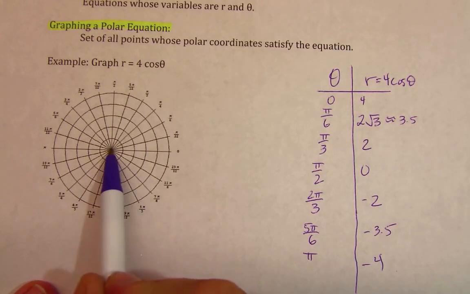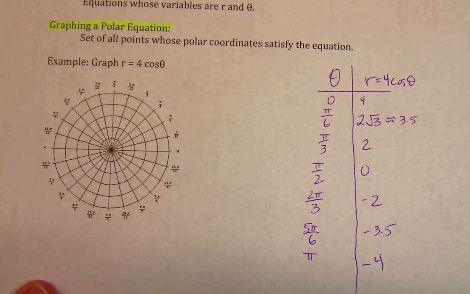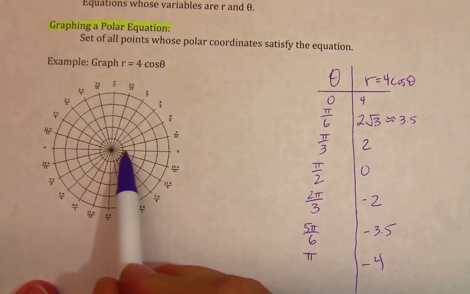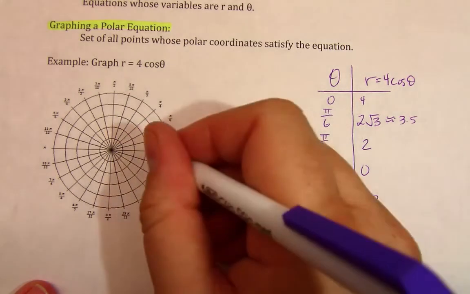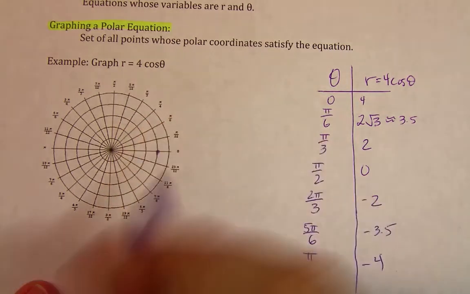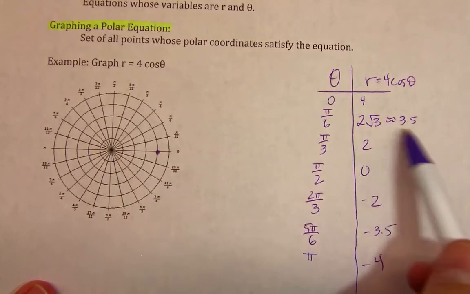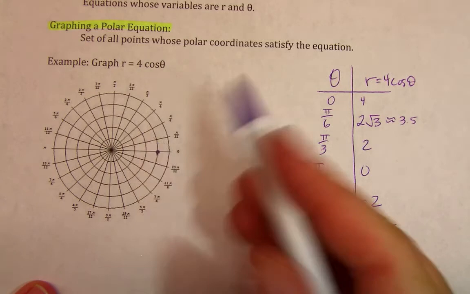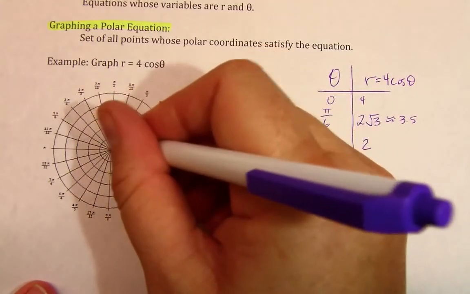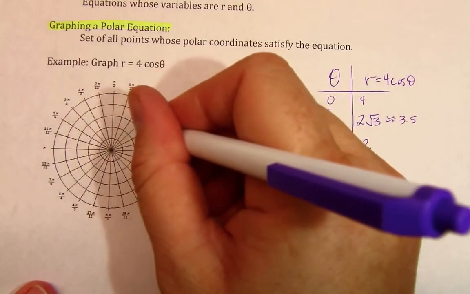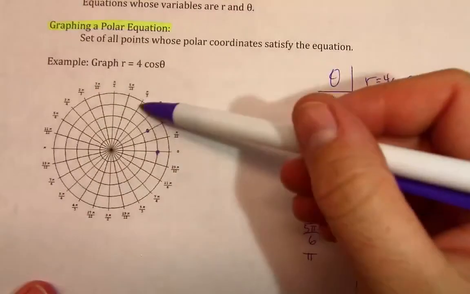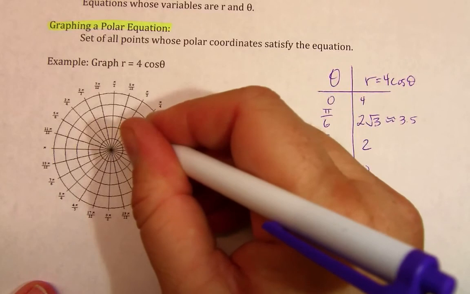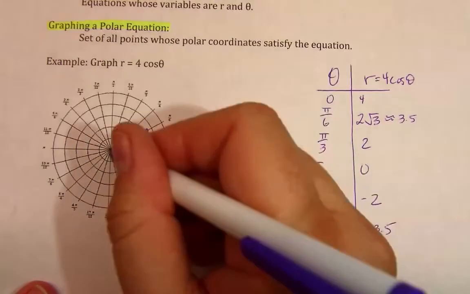Starting at 0, we learned how to plot points in section 6-3. So at 0, we're going out a radius of 1, 2, 3, 4. And then at pi over 6, we're going out a radius of about 3.5. So 1, 2, 3.5. At pi over 3, we're going out a radius of 2. So 1, 2. And then at pi over 2, we're going out 0.